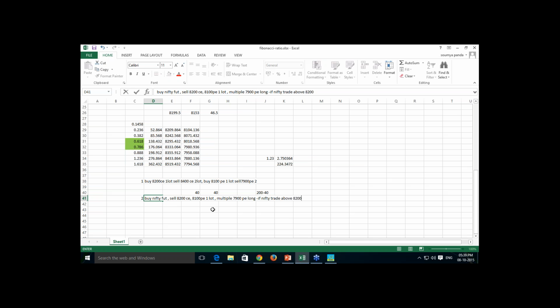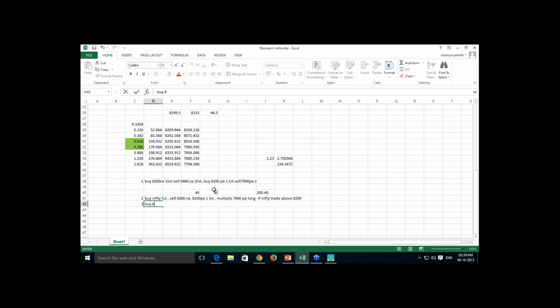Limited risk. If it is coming to 7900 level, you have to close it. If you make it a delta neutral, it is well and good. Or else what next you can follow. If you are getting one trend breakout happen above 8200, you can think of buying this one also, because you are having a resistance till 8300.